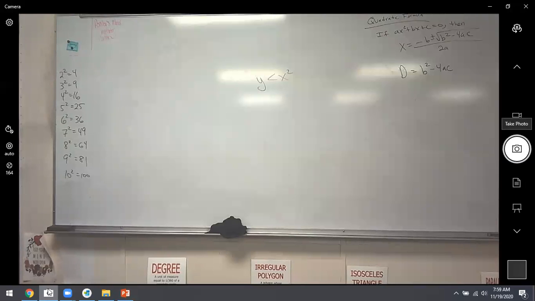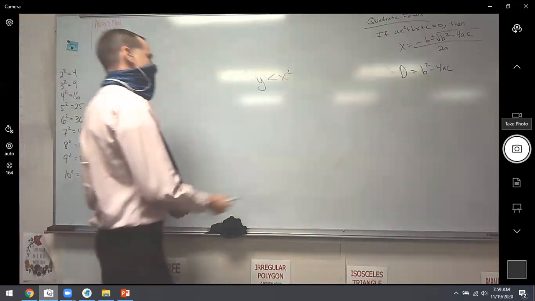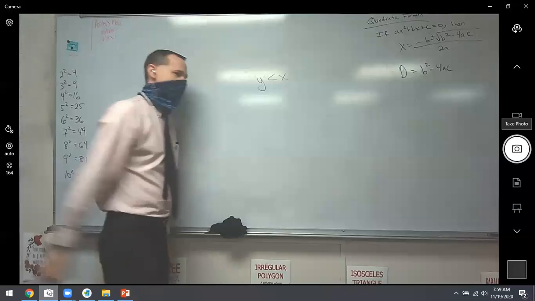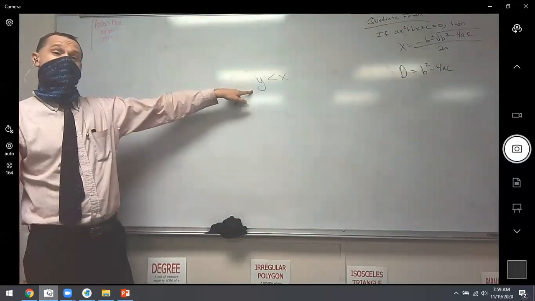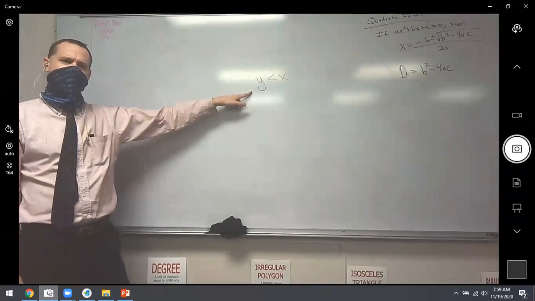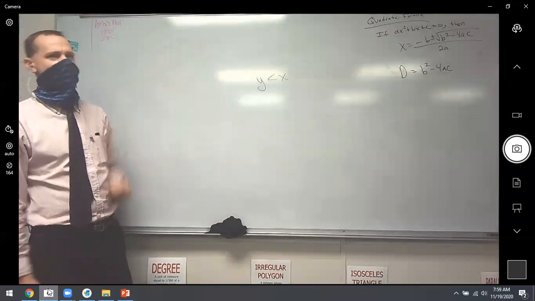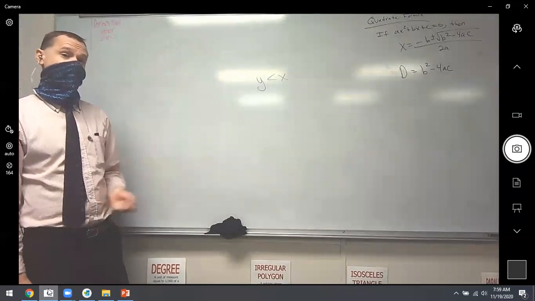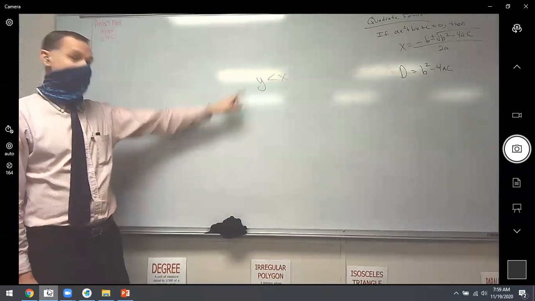Let's say somebody asks you to graph this thing. Now, back on your last test, if the square wasn't there, what would you do? You'd go draw this line, correct? Would it be solid or dashed? It'd be dashed, right? And then you would shade what? Above or below it? Below, right?